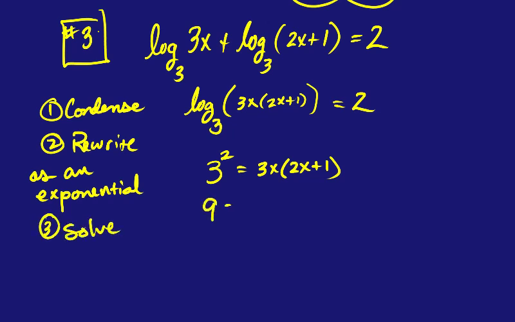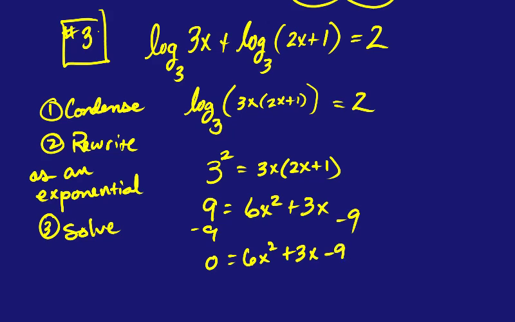So we'll have 9 equals 3x. Nope, just kidding. Let's erase that. What's that going to be? 6x squared plus 3x. I'm going to set it equal to 0 and see if I can't factor. So I have 0 equals 6x squared plus 3x minus 9.